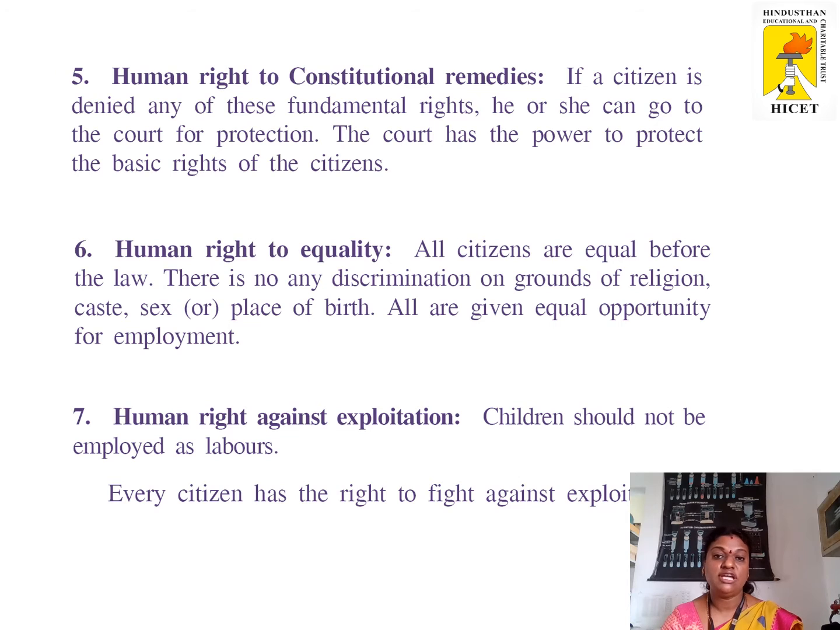Sixth one, human right to equality. All citizens are equal before the law. There is no discrimination on grounds of religion, caste, sex or place of birth. All are given equal rights for employment. Seventh one, human rights against exploitation. Children should not be employed as laborers. Every citizen has the right to fight against exploitation.